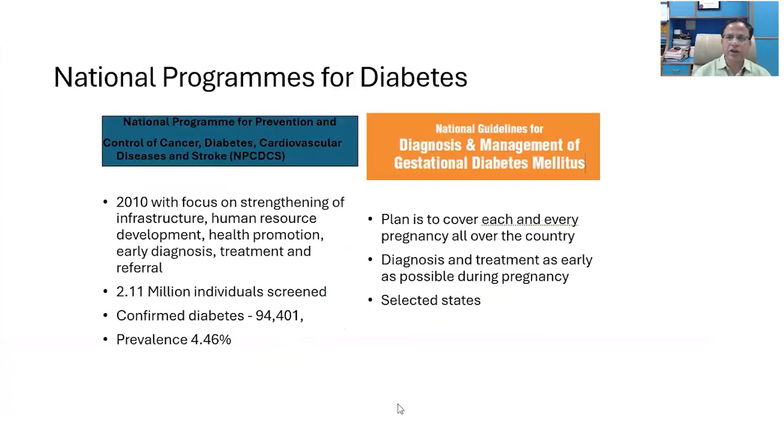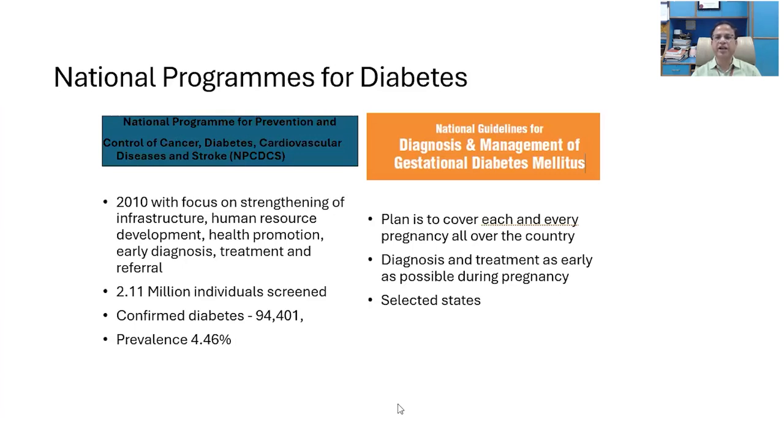And what is being done at the level of government: it has started 2 large national programs. The national program for prevention and control of cancer, diabetes, cardiovascular disease and stroke, NPCDCS, was started in 2010 with the focus on strengthening infrastructure, human resource and development. Till now, 2.11 million individuals have been screened, and confirmed diabetes prevalence has been 4 to 4.46%.